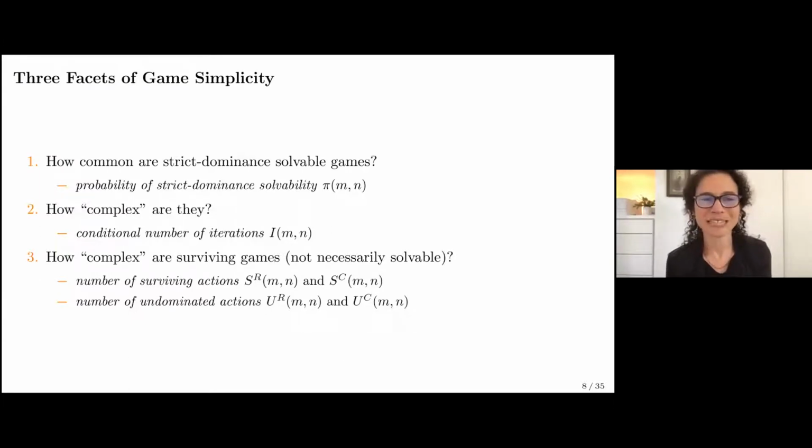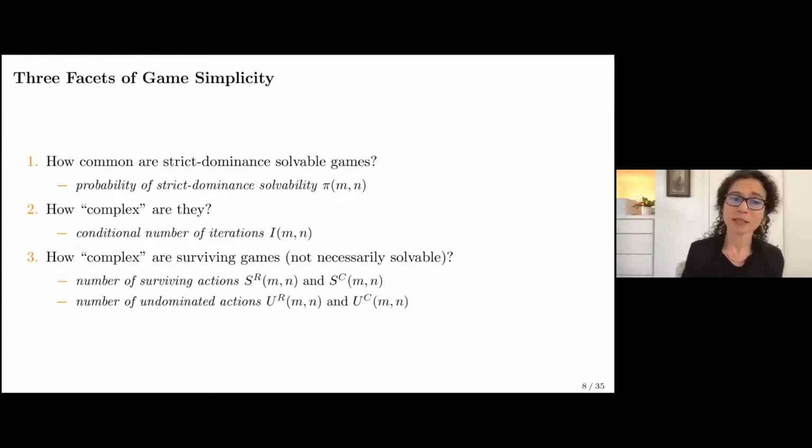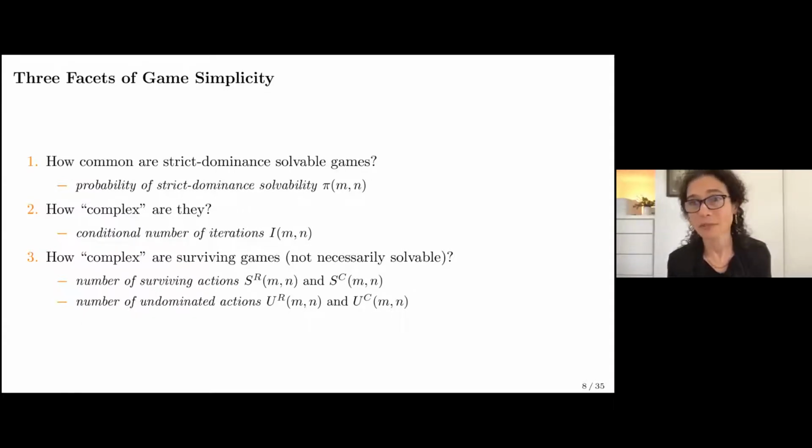Then we're going to think about the conditional number of iterations, conditional on dominant solvability. This will be I of Mn. And then we'll want to understand how complex are surviving games, regardless of whether they're dominant solvable.